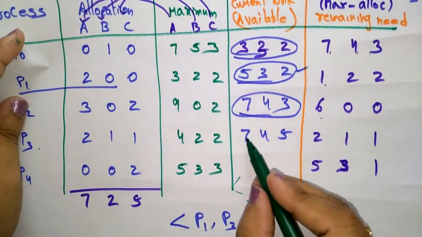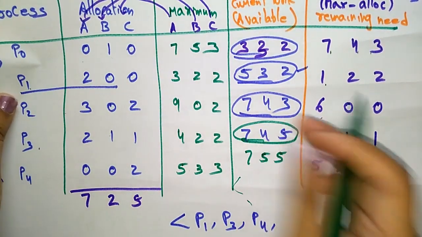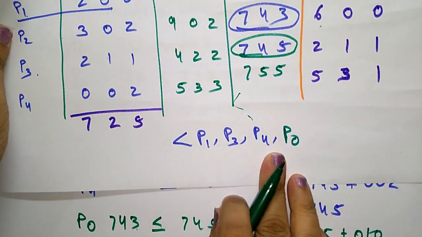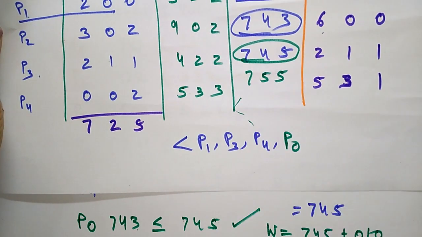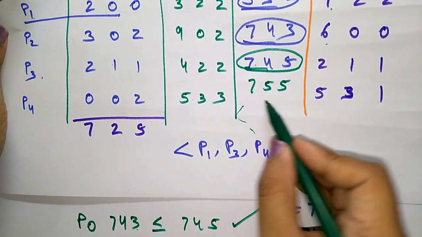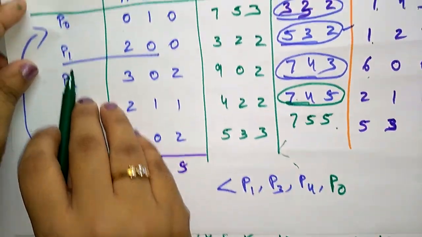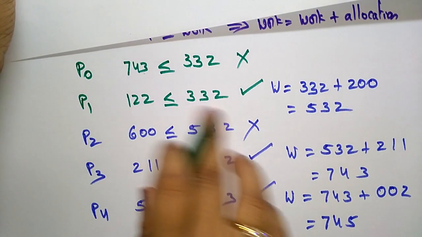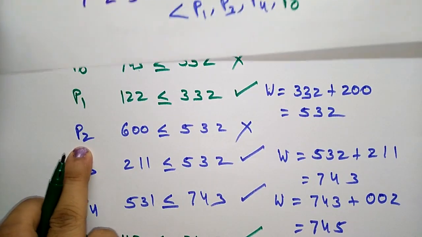So update 745 with 755, because P0 has also entered into the sequence. P0 has completed its work, and whenever it completes its work, it releases the resources. That's why 745 is updated with 755. Now P1: P1 is already executed, so no need to check it, because it has already entered into the sequence and the safe state. Now go for P2.